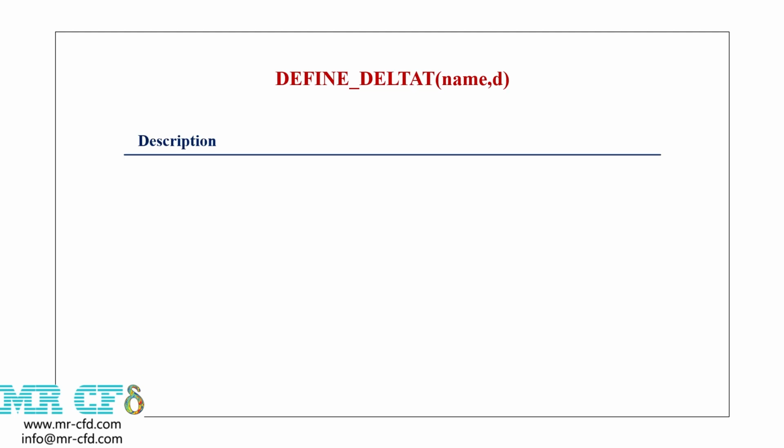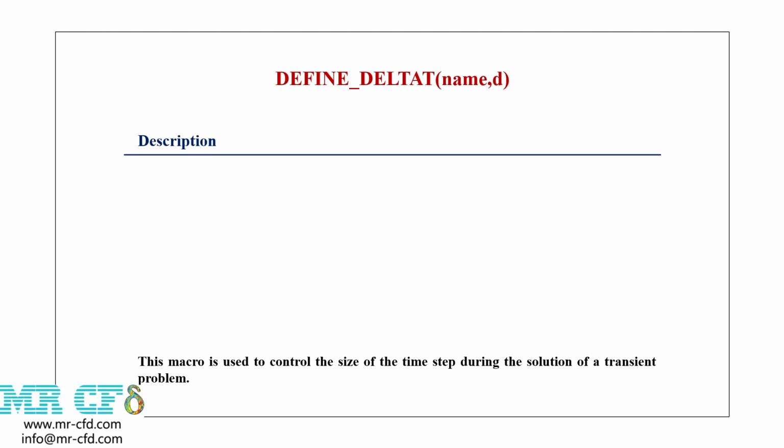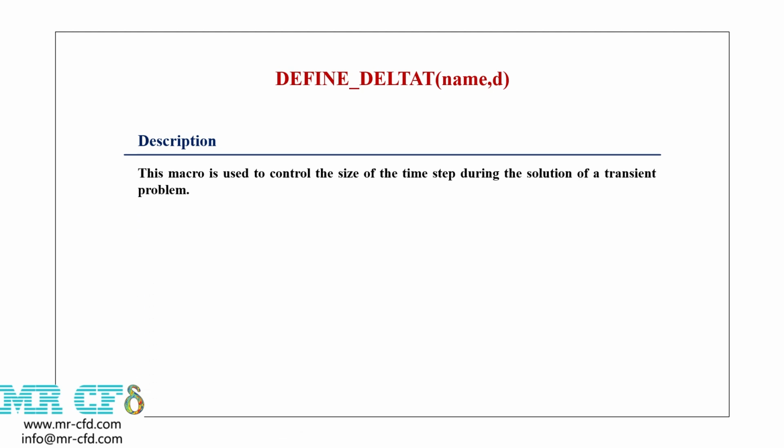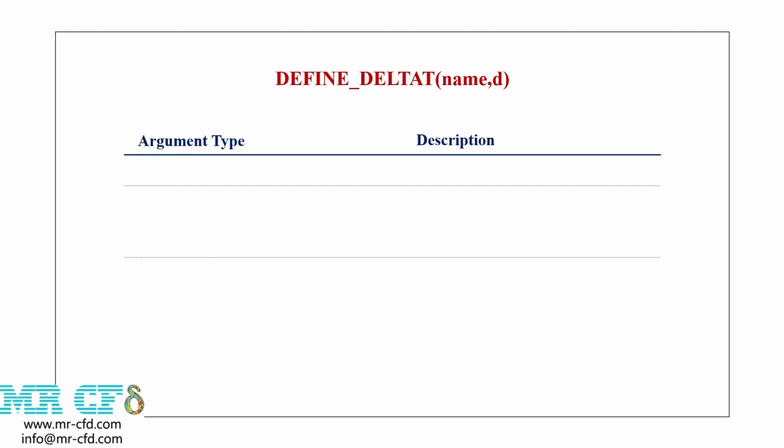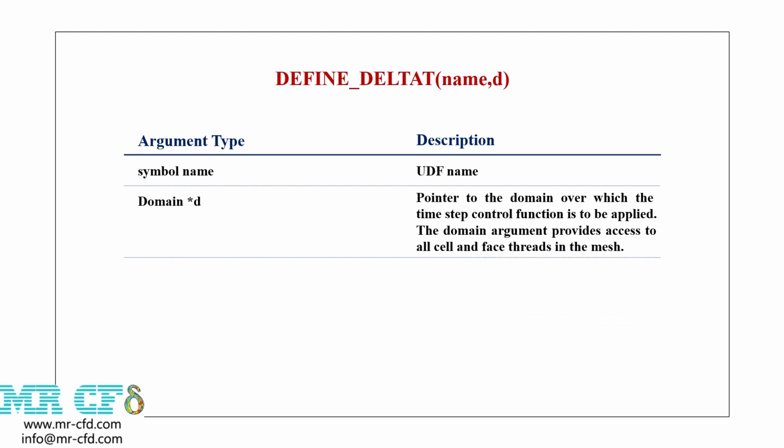In another example, we introduce the define delta t macro, which is used to determine and control the time step in unsteady problems. This function applies the size of the time step as a real number for the software. This macro is represented using two arguments. The first argument indicates the name of the function, and the second one is a pointer to the domain of the model on which the time step control function is applied. That is, the pointer to the domain allows access to the information of all cells and thread surfaces in the desired computational domain mesh.